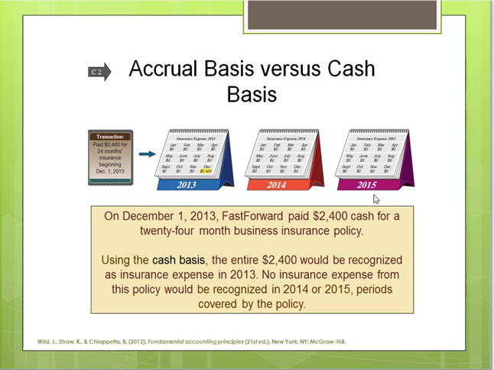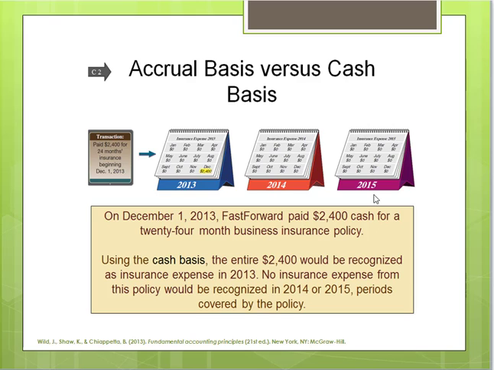What we're going to do is look at a given transaction and examine how it would be recorded under both systems, okay? So here's our transaction. On December 1st, 2013, Fast Forward Company pays $2,400 cash for a 24-month business insurance policy.